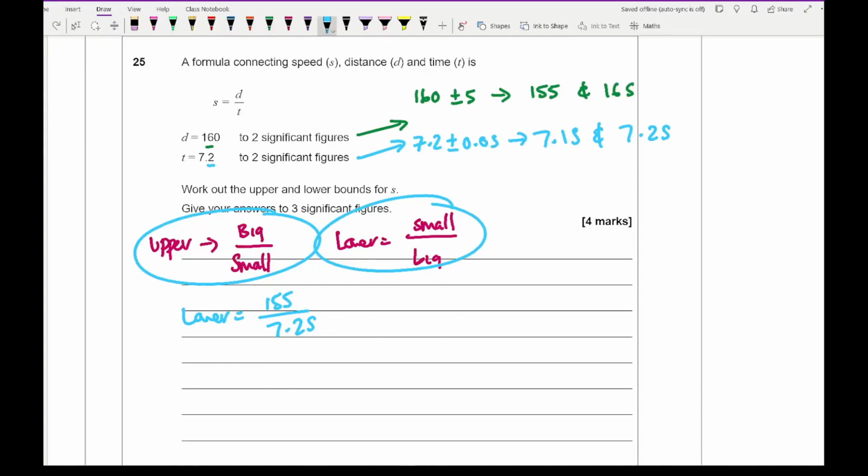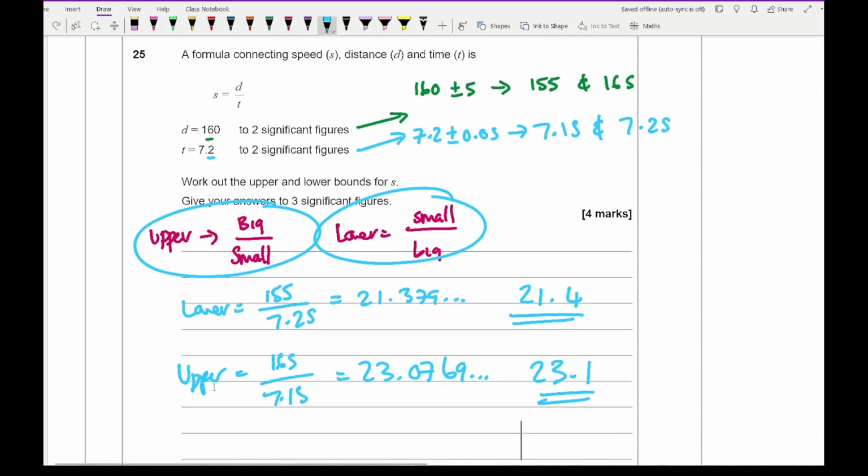And if I type that all into my calculator, I should have 21.379, which rounded to 3 sig fig is 21.4. And then for the upper bound, I want the biggest number at the top, so the biggest D, which is 165, and the smallest T, that's 7.15, and that should give me an answer of 23.0769, which rounded to 3 sig fig should give me 23.1.